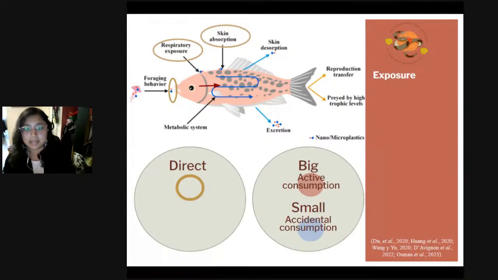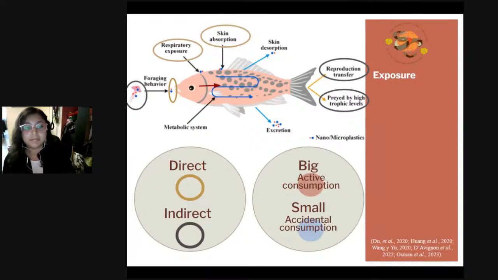So fish can be exposed to microplastic in two pathways. The first one is the direct pathway, that is by respiratory exposure, skin absorption, or by foraging behavior. Here, the fish can eat the microplastic actively if they are big, or accidentally if they are small. The second pathway is the indirect pathway, where the fish can eat other organisms that are already polluted with microplastics, or can transfer this microplastic through reproduction or by being preyed upon by higher trophic levels.